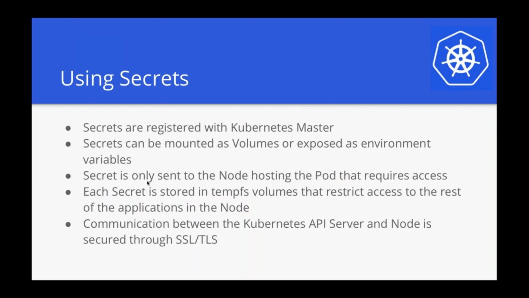So a bit of workflow and behind-the-scenes architecture. Secrets are registered with the Kubernetes master, so every secret that you create will be centrally managed by the Kubernetes master. Again, like config maps, secrets can be mounted as volumes or exposed as environment variables. Given the sensitivity, it's not a good idea to pass them as command line variables, so that's the reason why they are exposed either as environment variables or volumes. A secret is only sent to the node hosting the pod that requires access.